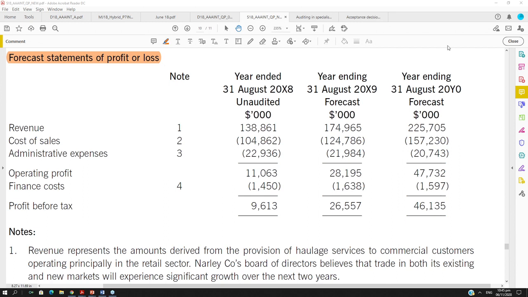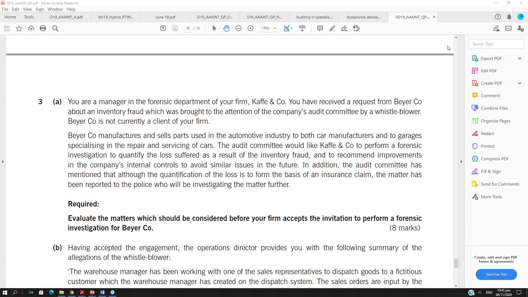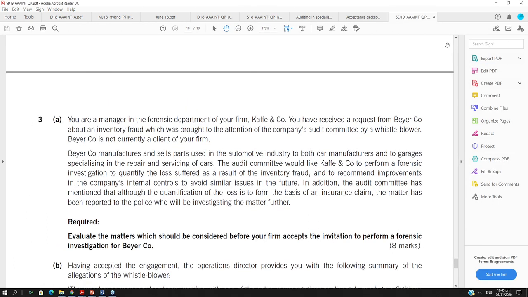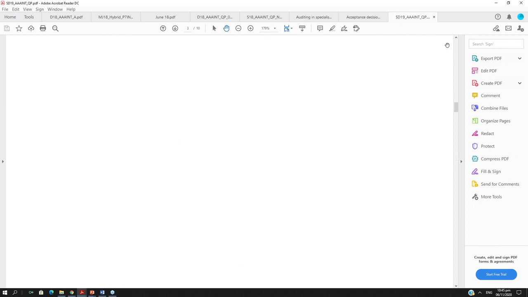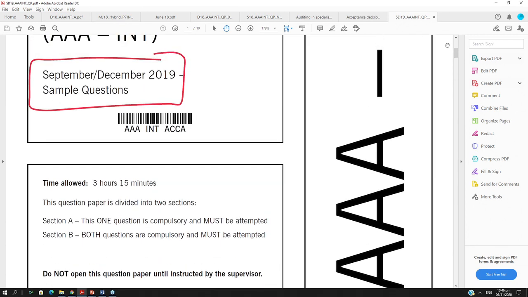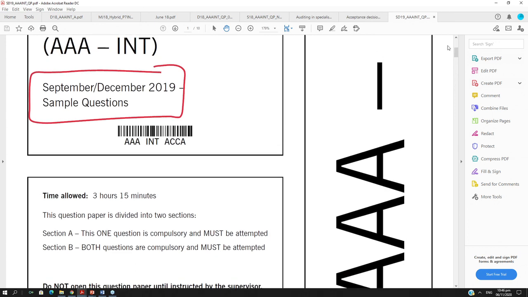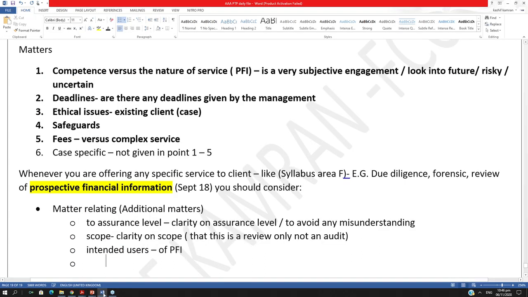Can you see in front of you another question paper, which is the September-December 19 paper? Let me show you that, 1 minute. Can you see on your screen the September-December 19 paper? Everyone?